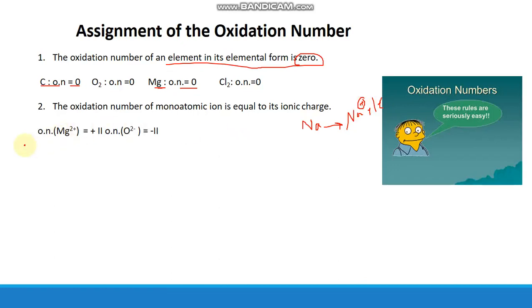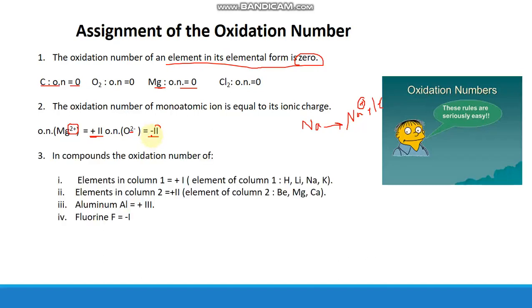Okay, so the oxidation number of the magnesium atom, when it becomes an ion, it becomes Mg2 plus, so it is plus 2. Oxidation number of O2 minus, when it gains 2 electrons, the oxidation number is minus 2. Note that the oxidation number is written as a Roman number, and it is preceded by the charge.